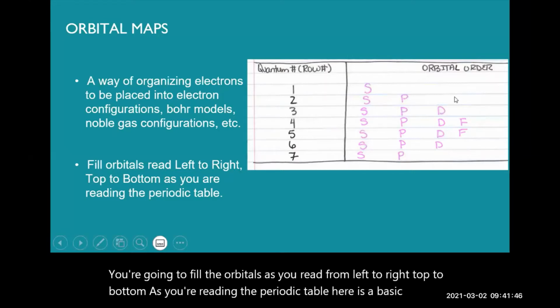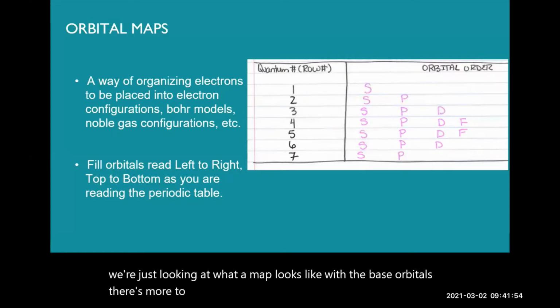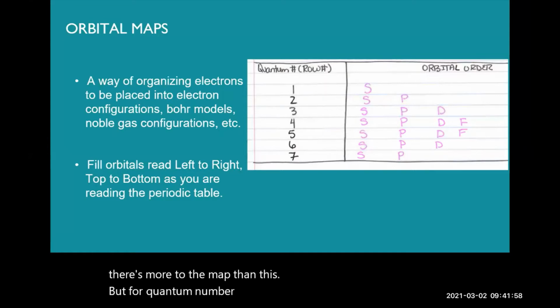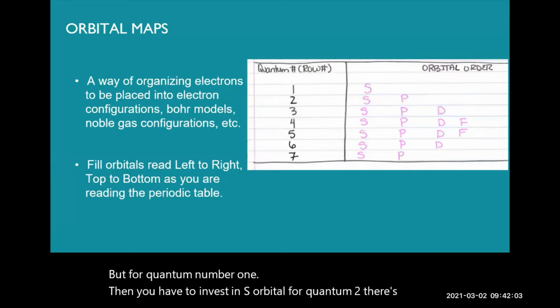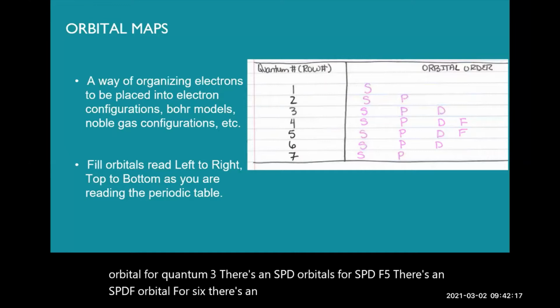If we're just looking at what a map looks like with the base orbitals, there's more to the map than this. But for quantum number 1, that's an s orbital. For quantum number 2, there's an s and a p orbital. For quantum number 3, there's an s, p, and d orbital. 4, s, p, d, f. 5, there's an s, p, d, and f orbital. For 6, there's an s, p, and d orbital. And for 7, there's an s and a p orbital.